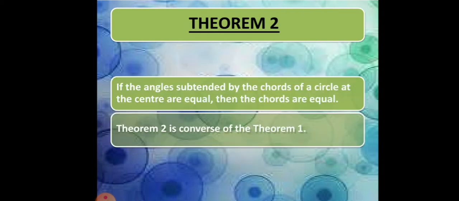Now theorem 2. If the angles subtended by the chords of a circle at the center are equal, then the chords are equal. This is the converse of the first theorem.